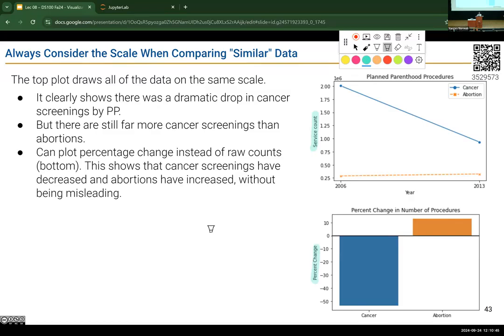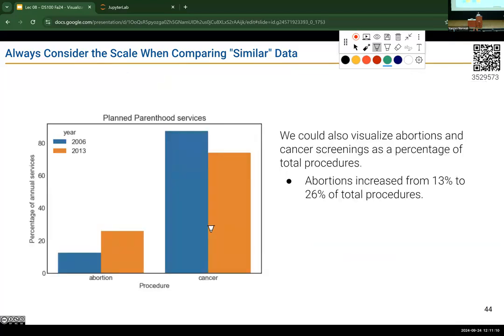You could also do percentages. So this is an example where the percentage is also shown. You can see that cancer screening went down proportionally, and then you can see that the abortion cases went up, and then you can compare the percentages with each other. Looking at those percentages, again, is going to give you some information about one increasing and one decreasing and so on and so forth.